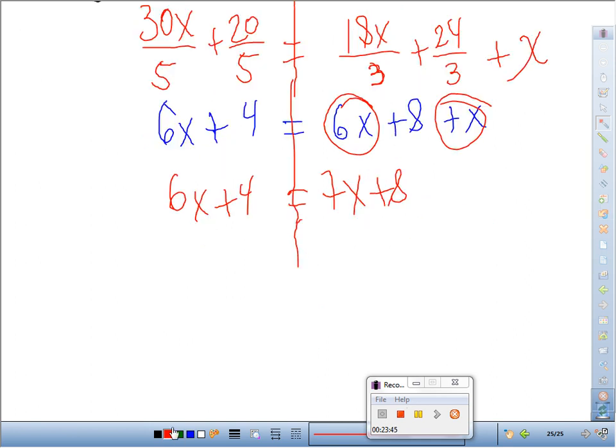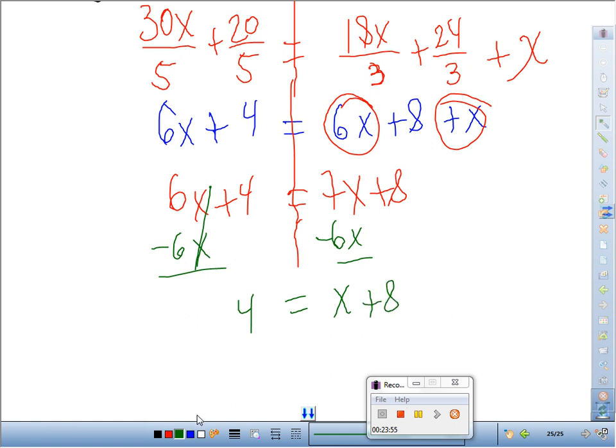What's my smallest variable? Subtract 6x, subtract 6x. We got 4 equals 1x plus 8. To leave that x by itself, we subtract 8. Subtract 8. Negative 4 equals x. Hands, have you got that?